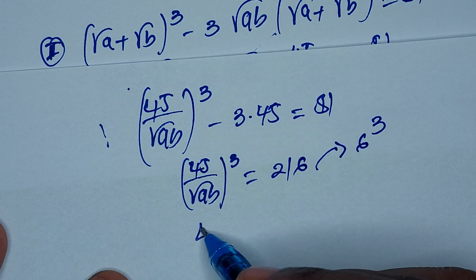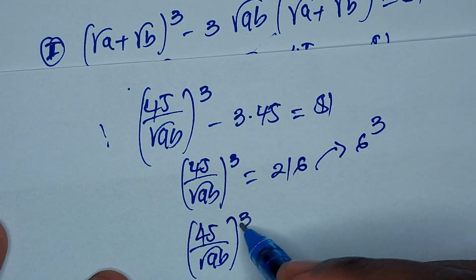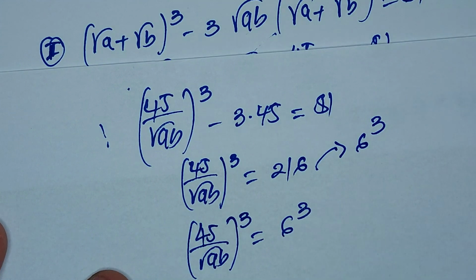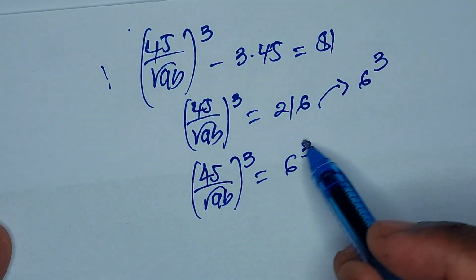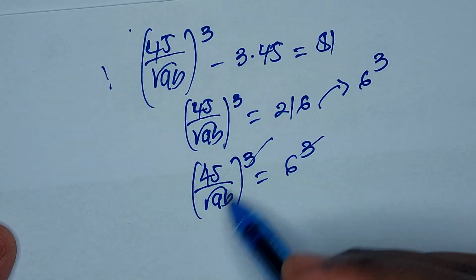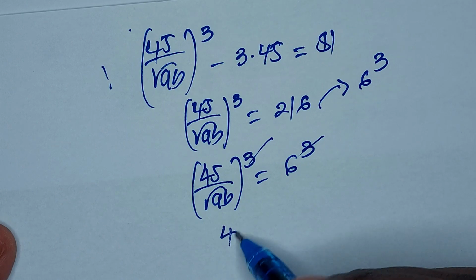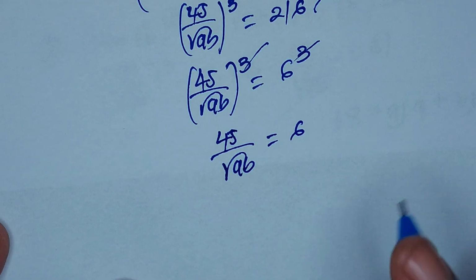So now we have 45 divided by square root of ab, to the power 3, it's going to be 6 to the power 3. Since this is 6 to the power of 3, well, same powers, the base has to be the same, right? So we cancel this, and we have 45 over square root of ab, and this is equal to 6.